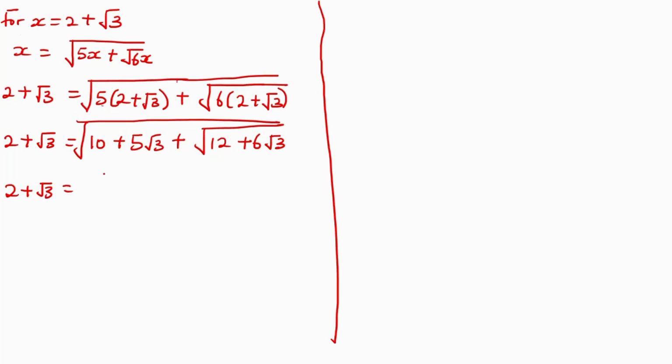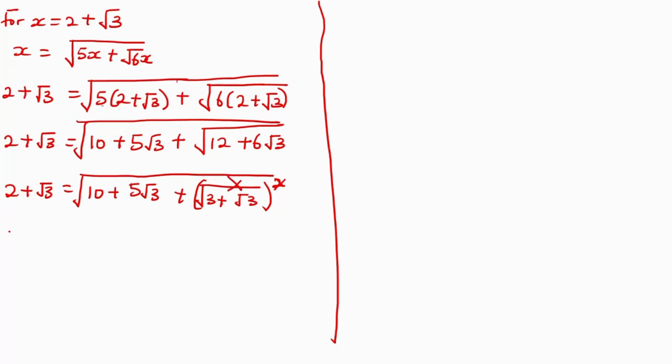square root of 3 is equal to the square root of 10 plus 5 root 3. Now this is a perfect square, so this can be written as plus the square root of 3 plus root 3 all square. So we can write this to be this. So this is going to cancel out this, and we have that 2 plus the square root of 3 is equal to the square root of 10 plus 5 root 3 plus 3 plus root 3.